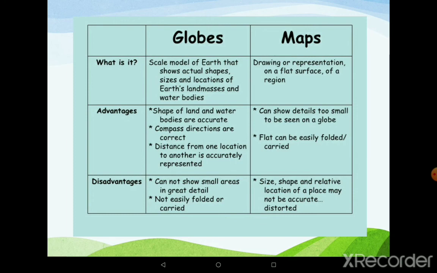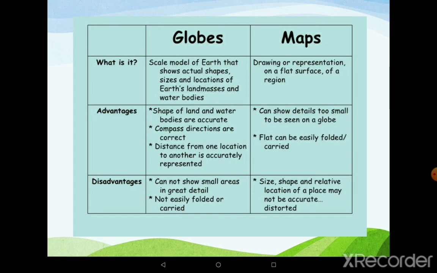Now we come to the maps. Maps show details too small to be seen on a globe. Means the details which we cannot see on the globe can be seen on the map. Flat maps can be easily folded and carried, means maps can be easily folded and carried anywhere or everywhere you go. Then what are the disadvantages? Globes cannot show small areas, means on the globe you cannot see the small areas or small details of a particular area. They cannot be folded or carried.